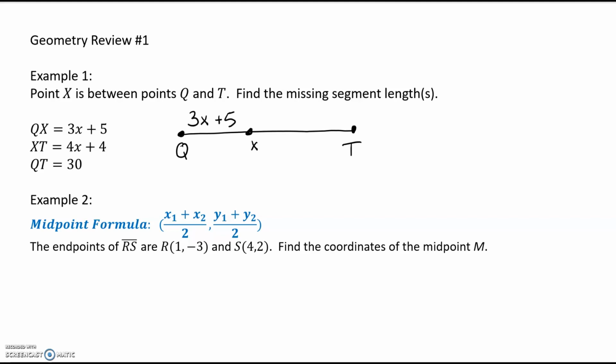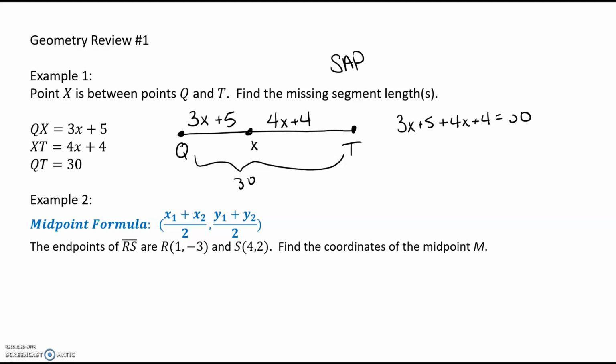Okay, then we're going to label. So Q to X is 3x plus 5, X to T is 4x plus 4, and we know the whole thing is 30. So this is actually an example of the segment addition postulate from chapter 1. And what we do is we actually add both of those pieces together, and then we set it equal to the whole thing. So remember, part plus part equals the whole. And then we're going to go ahead and solve this.